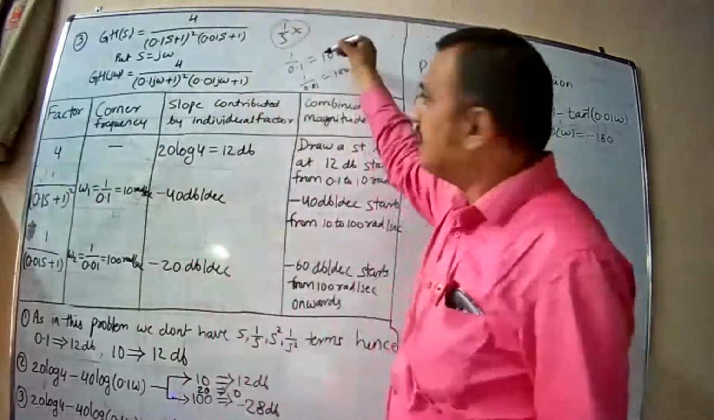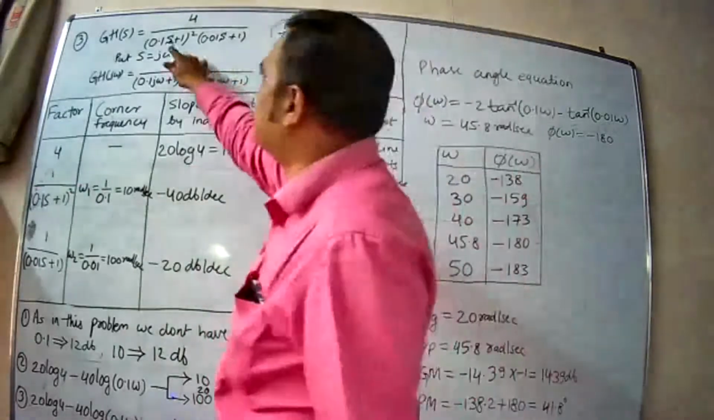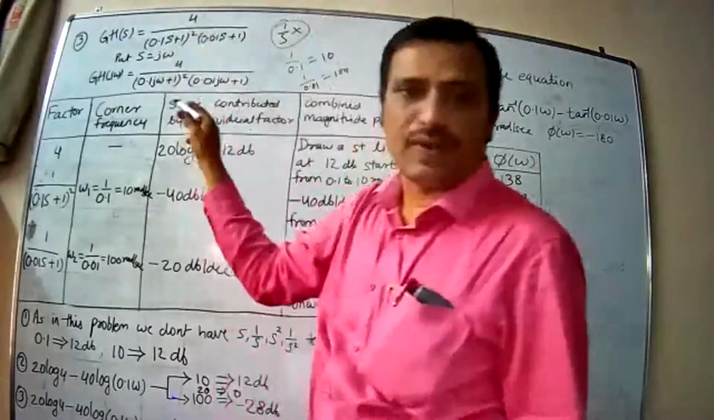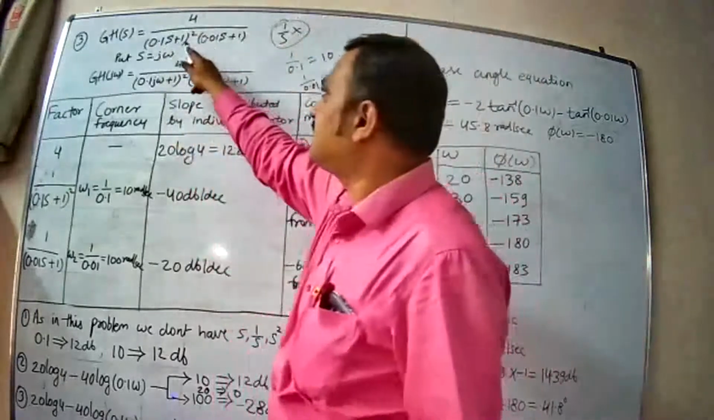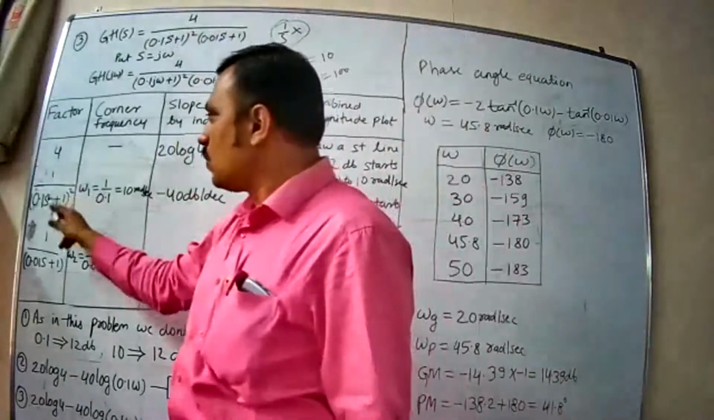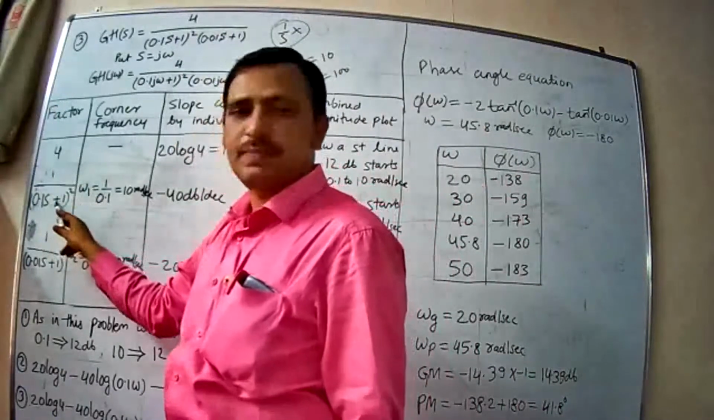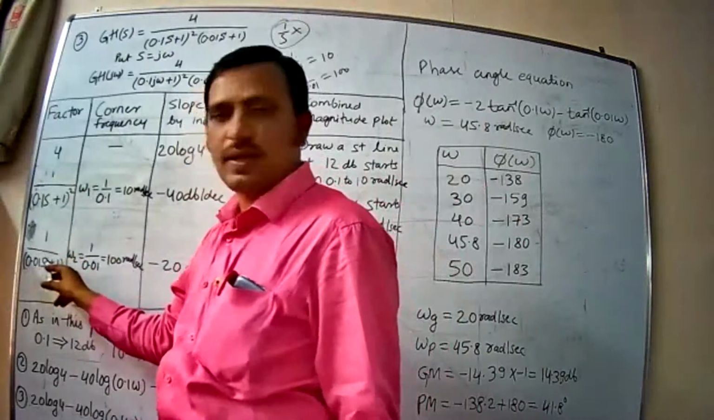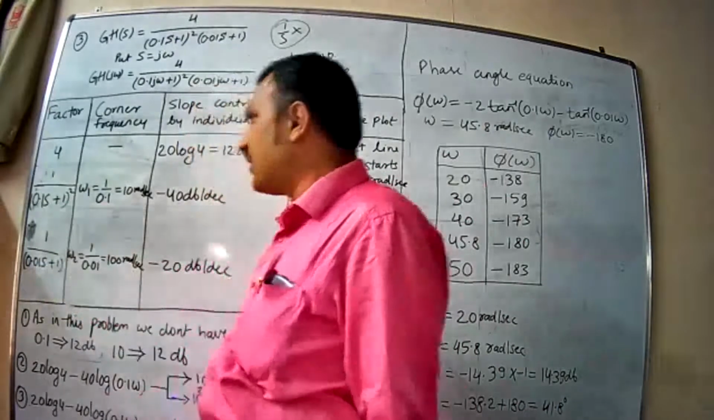Out of these two, this has the least corner frequency. The factor 1 divided by (0.1s + 1) whole square has the least corner frequency. Hence, we have selected this as the second factor and this as the third factor. So I have taken 1 divided by (0.1s + 1) whole square, and again 1 divided by (0.01s + 1). This is the third factor.